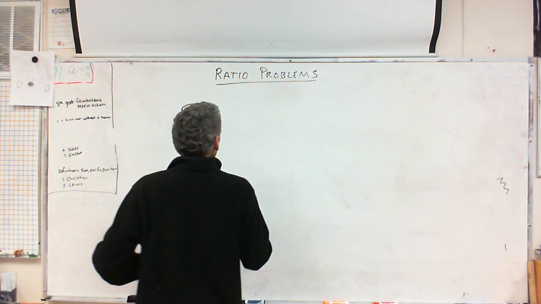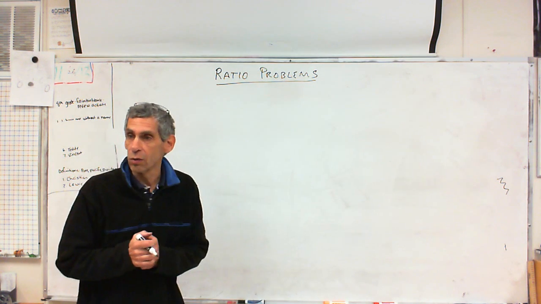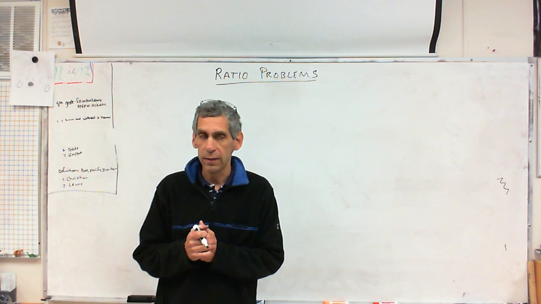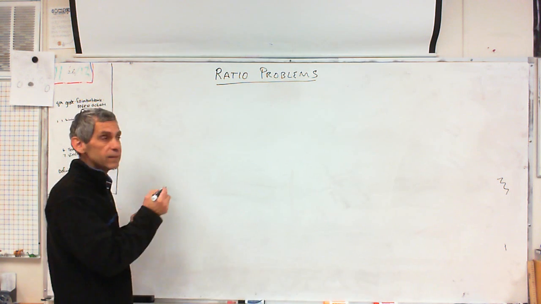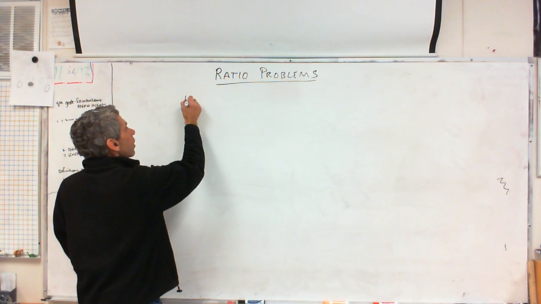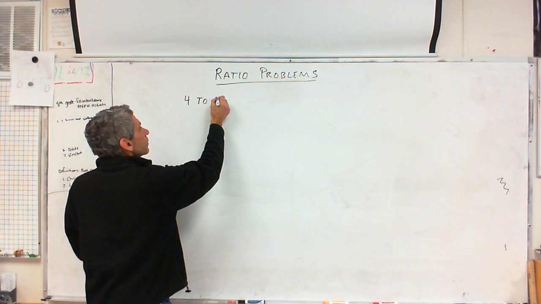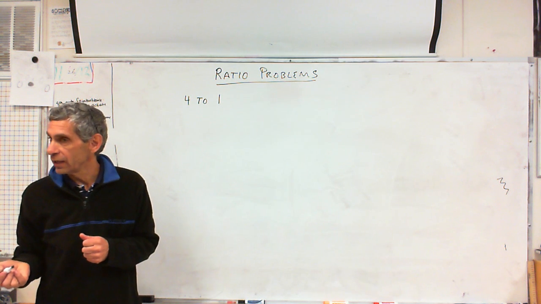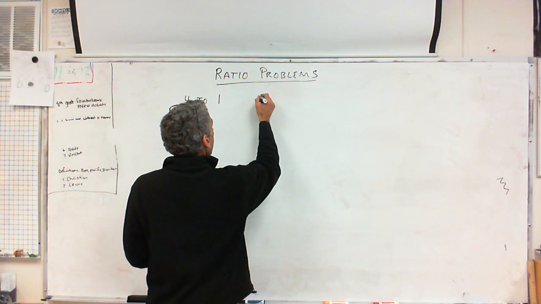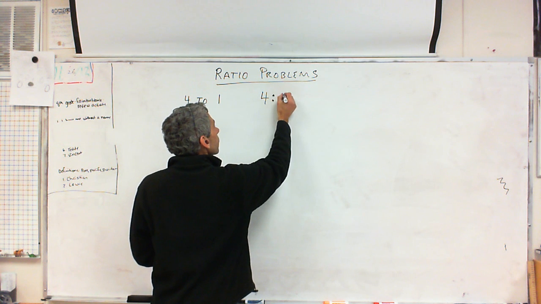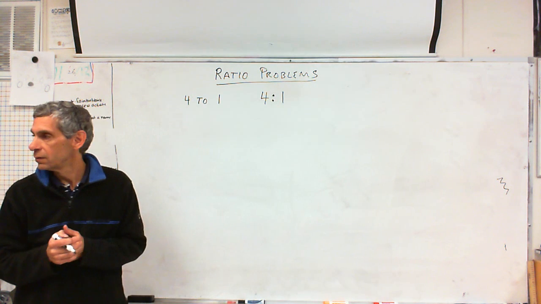So if I said something has a ratio of 4 to 1, there are different ways you could write that. You could say 4 to 1. That's common. You will see that. A ratio of 4 to 1. Another way you could see it is like this: 4 colon 1. 4 to 1.